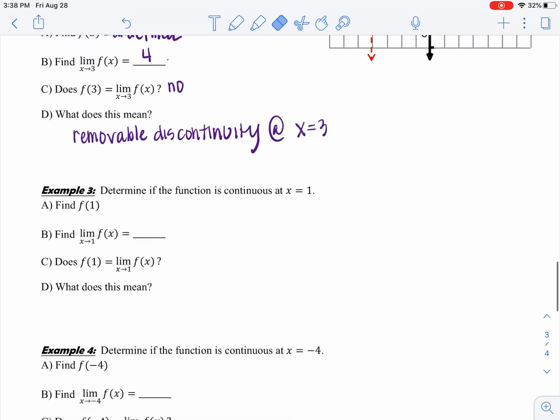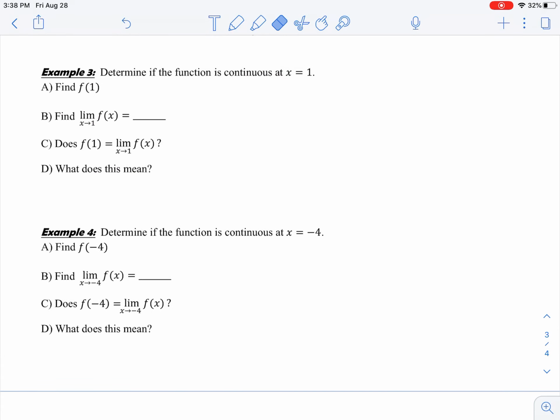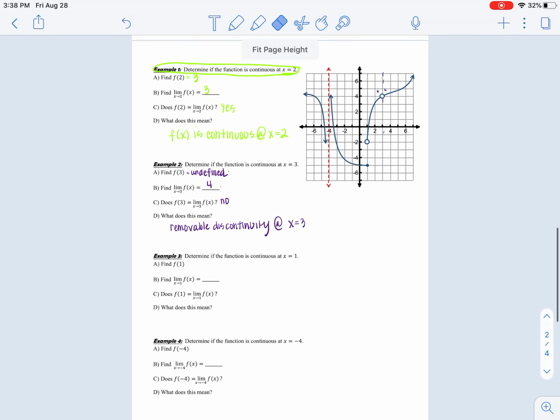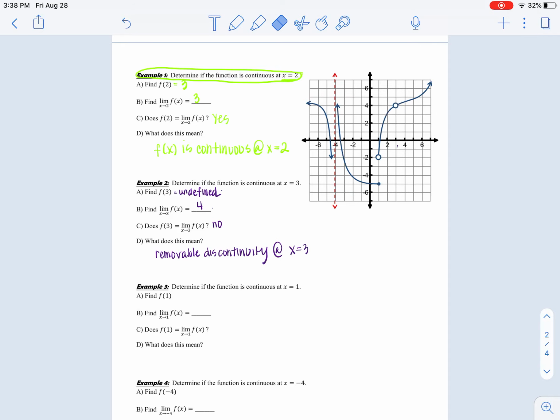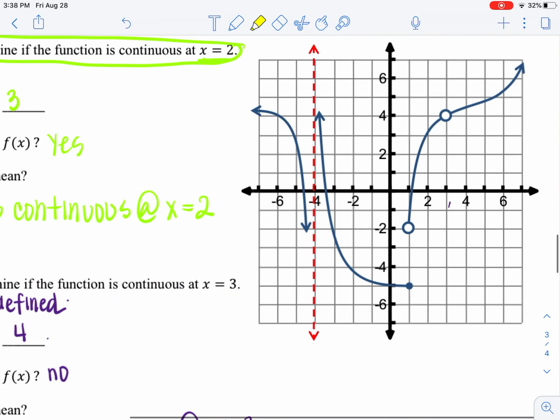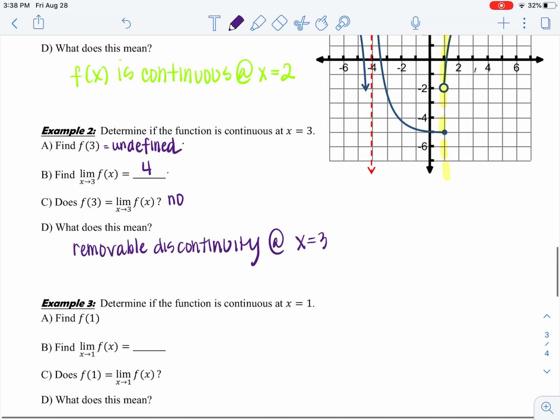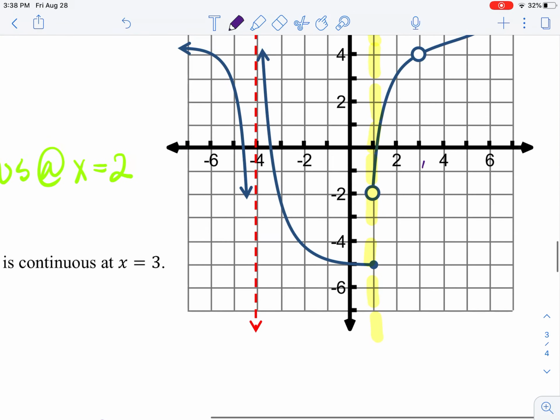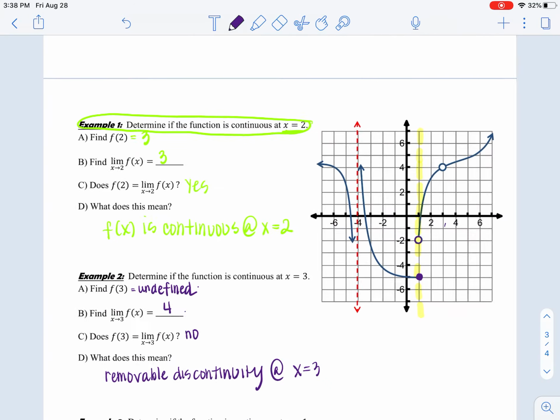Okay, next one. Determine if the function is continuous at 1. Now I'm going to look at the x value of 1. So 1's right here. The first one asks me, find f of 1. When x is 1, what is y? I see that this is a point. Remember, this is not a point, okay? So y is -5.